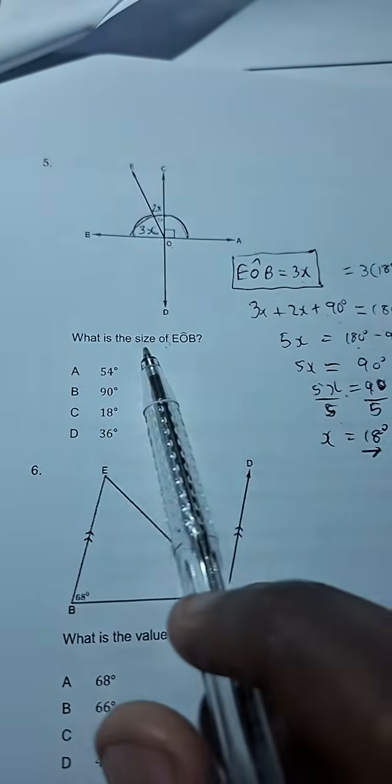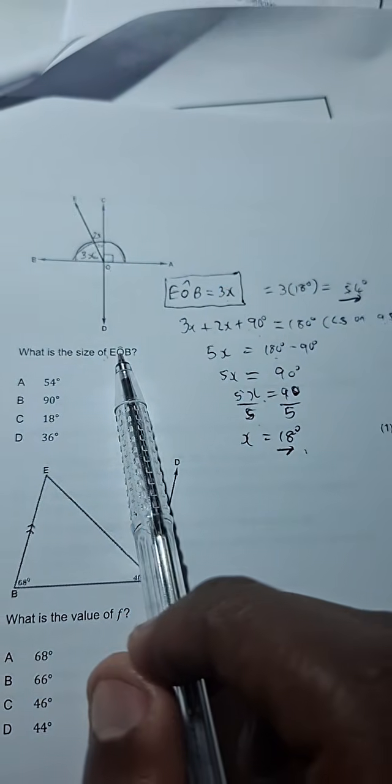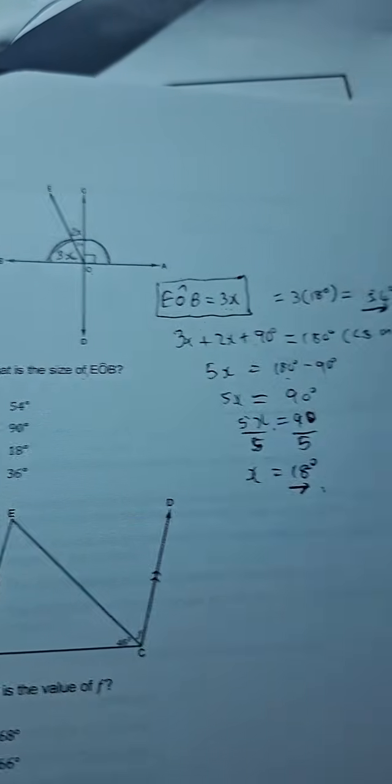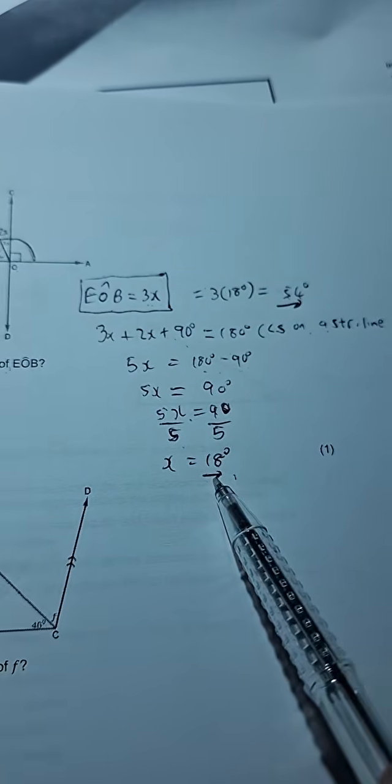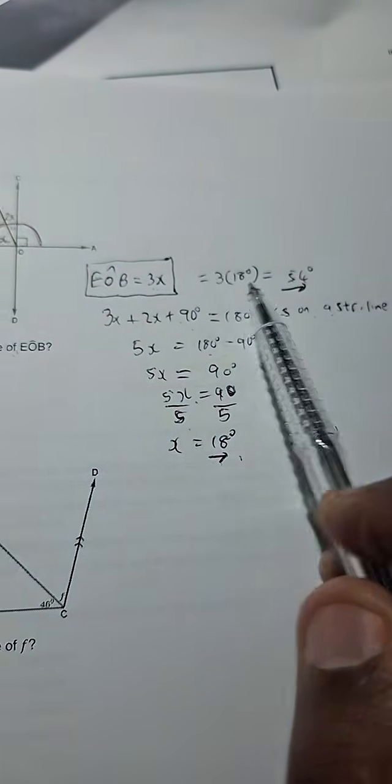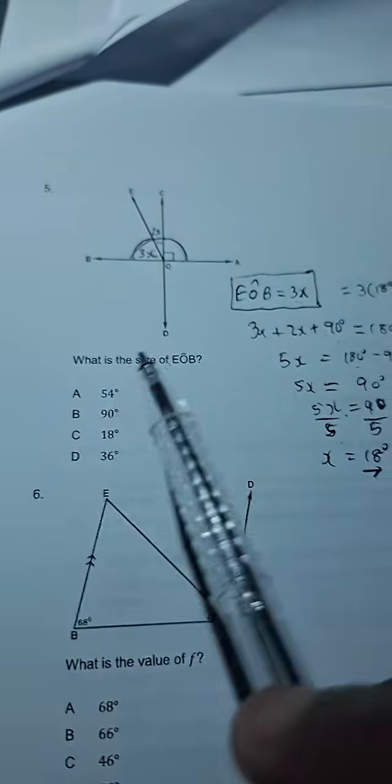So that means, what is the size of angle EOB? Remember, we did identify EOB as 3x. Now we've solved for x. We got 18 degrees using the appropriate method. We substituted the x, which is 18 degrees. We're getting angle EOB as 54 degrees.